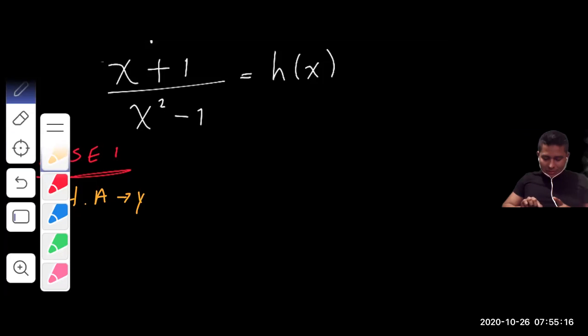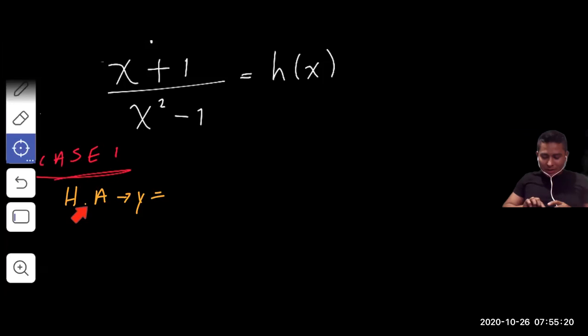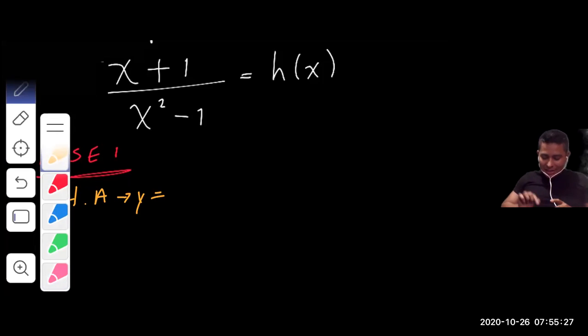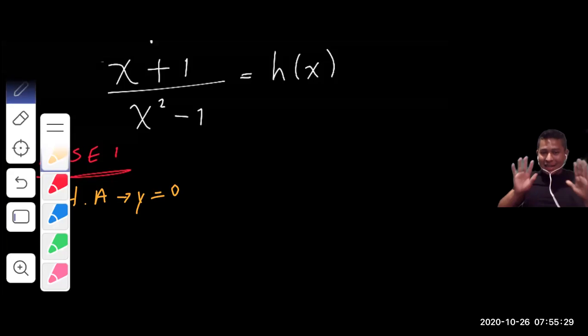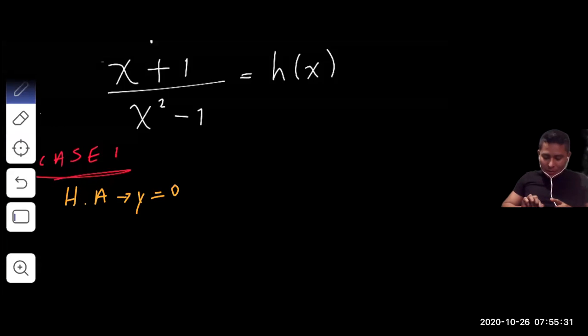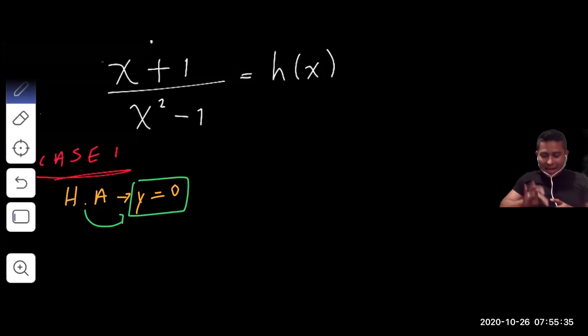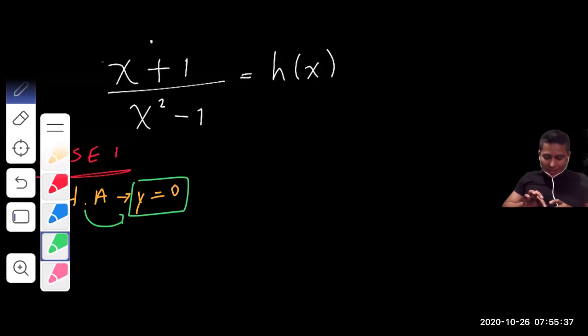I have x squared minus 1. I'm finding the horizontal asymptote. It is 0, right? It's the fraction plus something else, and in this case I have nothing there, so it's 0. That's why I asked you to identify which case we are working with. Excellent, thank you. I know you were telling me the right answer.